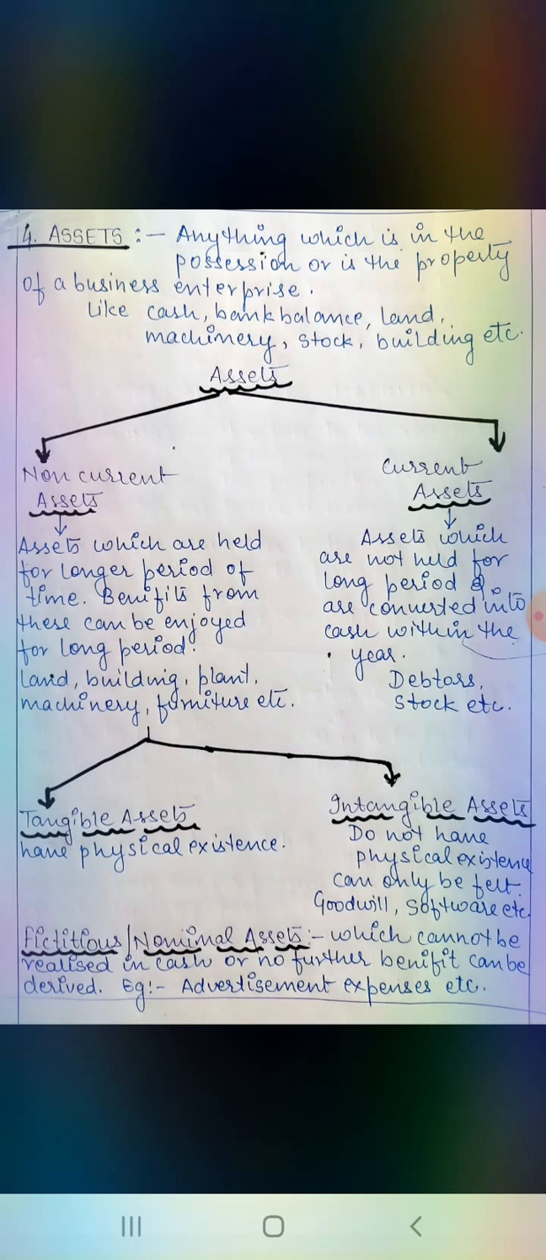On the other hand, the assets which do not have this quality that they remain fixed in a business for a longer period of time are known as current assets. They are converted into cash within a period of 1 year. Like stock, you have goods in your godowns which are to be sold in one particular year only.